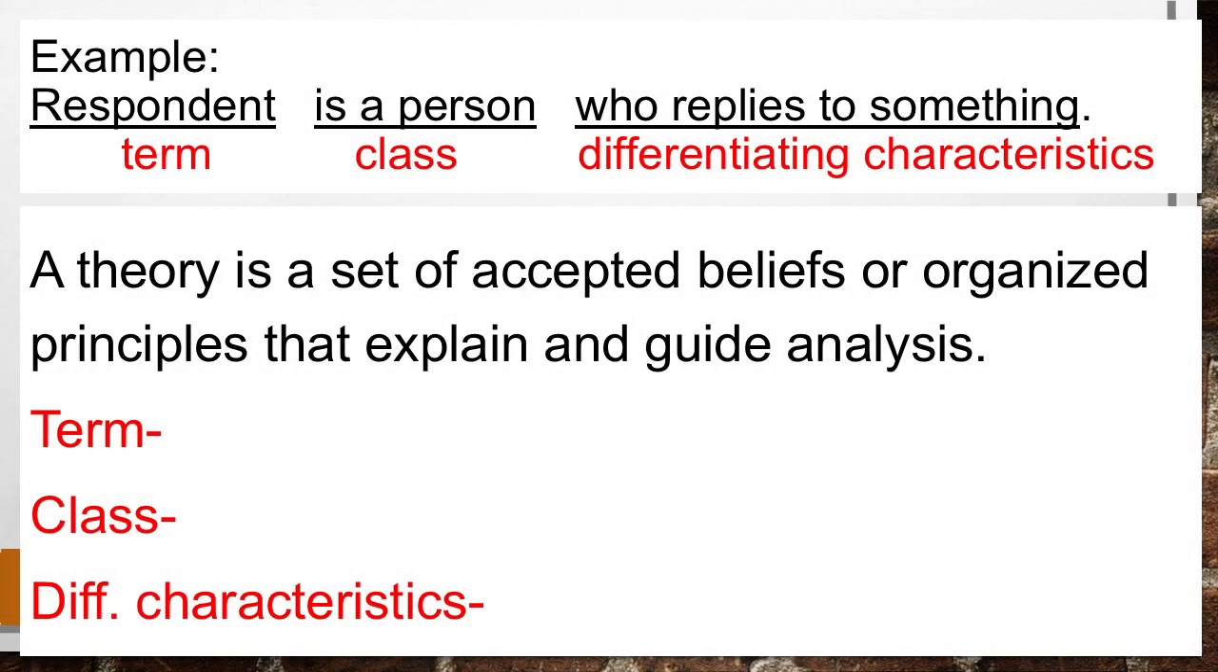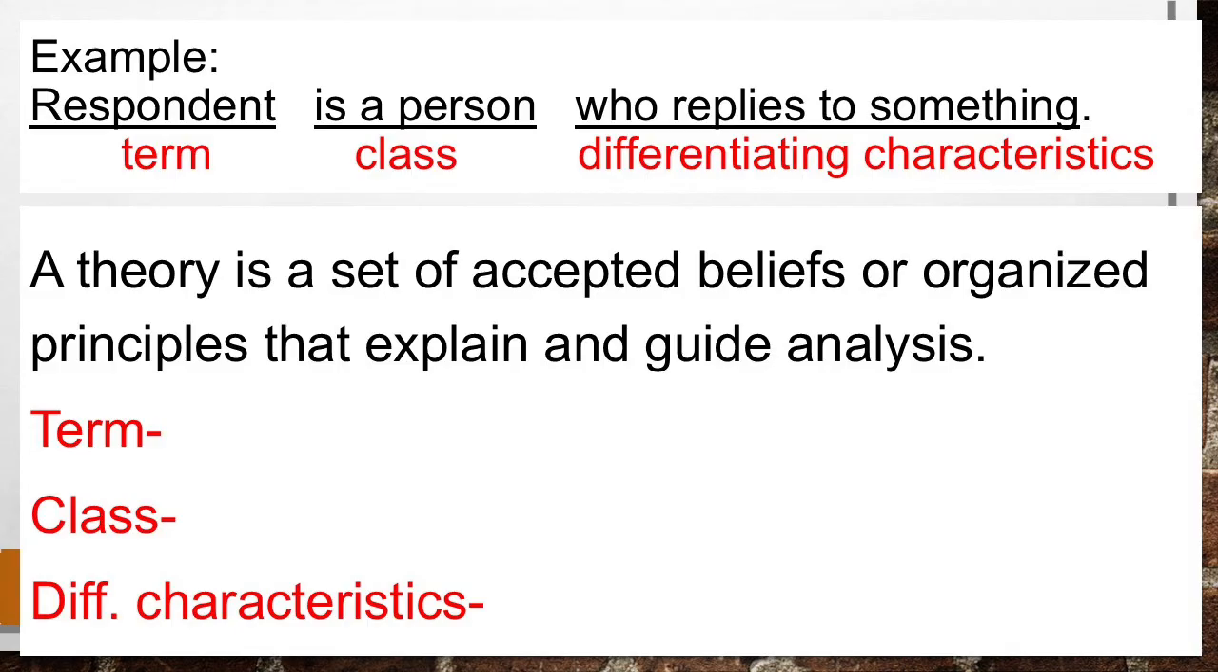And for the next exercise, you have to label the term, class, and different characteristics of the term theory. So we have an example above. The statement is: respondent is a person who replies to something. So the term that is being defined is respondent. And its class or classification is, when we say respondent, this is a person. Then the differentiating characteristic is who replies to something. So let's have this statement.